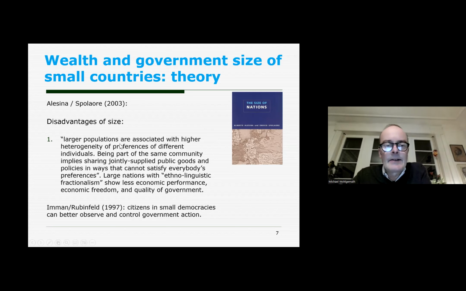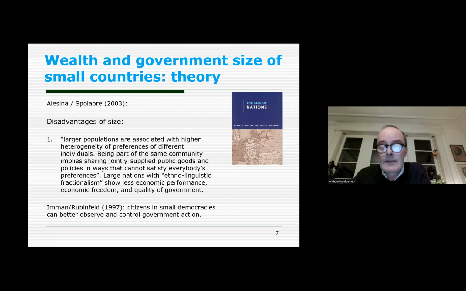would be the larger heterogeneity of preferences, again, like preference cost in Buchanan and Tullock. And especially if you have a large nation with ethno-linguistic fractionalism, then it is quite likely that economic performance, social capital and other things are not as good as in a smaller, more compact state.